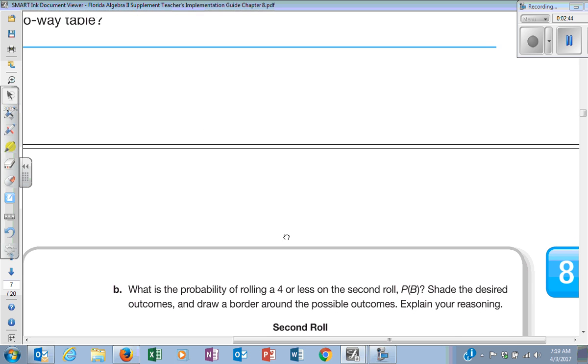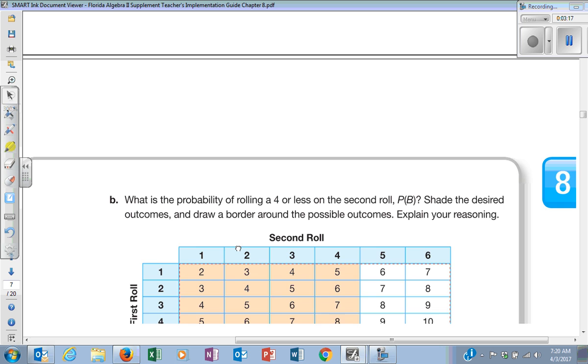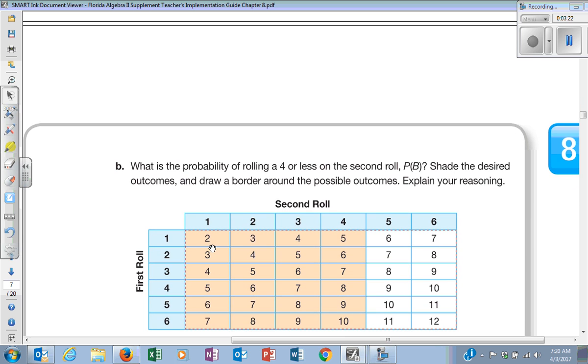What is the probability of rolling a 4 or less on the second roll? Shade the desired outcomes. So if I was going to do a 4 or less, what numbers would work, Tom? I'm doing 4 or less. What numbers would make that true? What numbers would it be, Tom? So if you go up here, you see them shade all of this section right here.